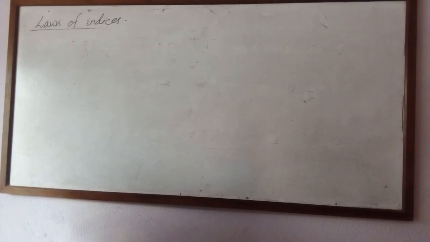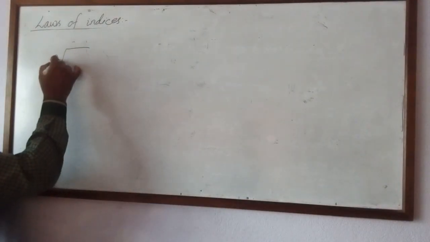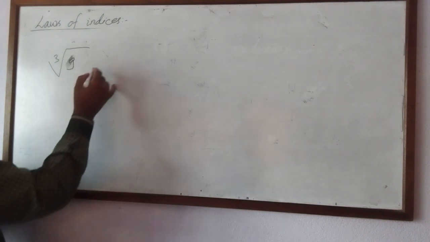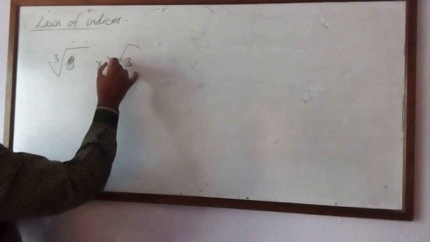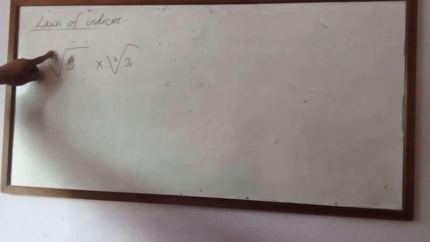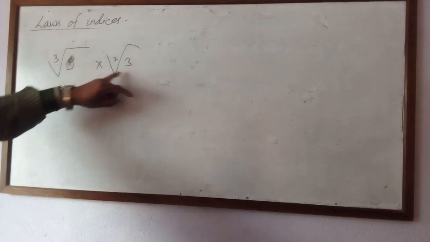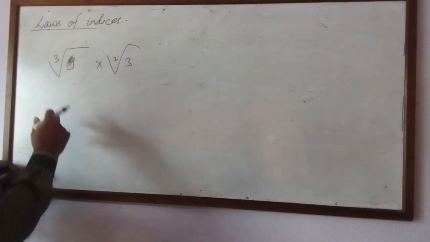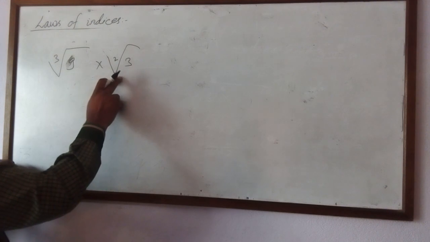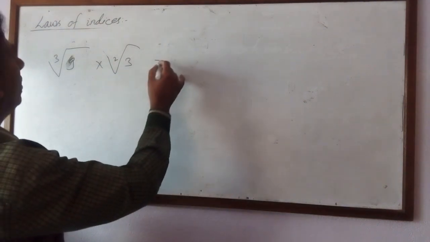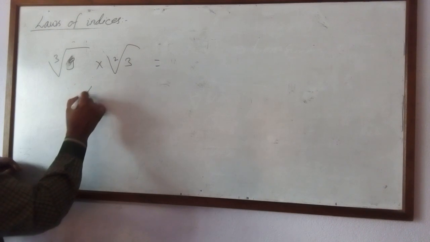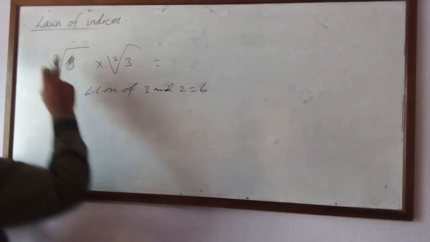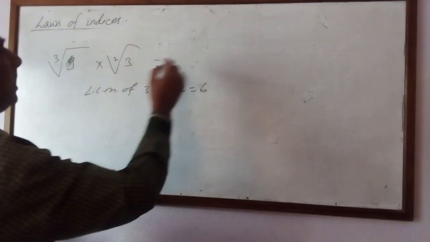In case of multiplication, suppose the cube root of 9, here is order 3, and here the square root of 3, order 2. Right now we cannot multiply 9 and 3 because their order is not the same. In this case, what should be done? First you have to make their order the same. Now what is the LCM of 3 and 2? LCM of 3 and 2 equals 6. Here also you have to make 6, here also you have to make 6.